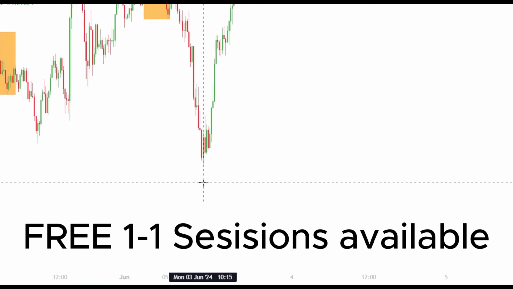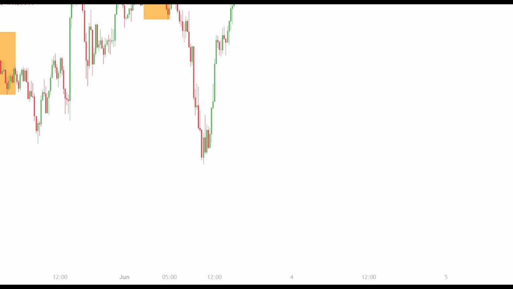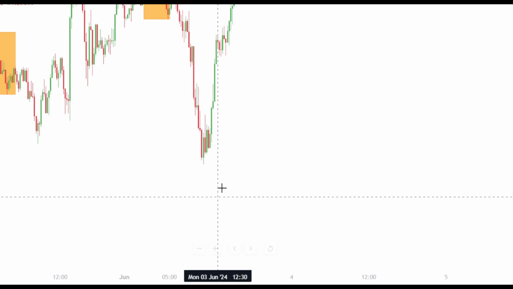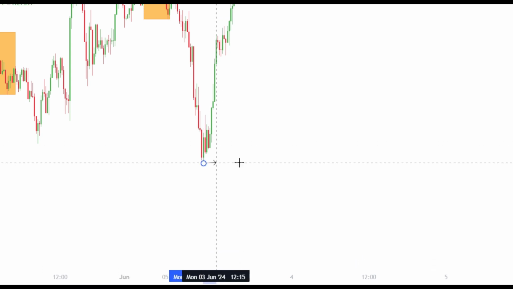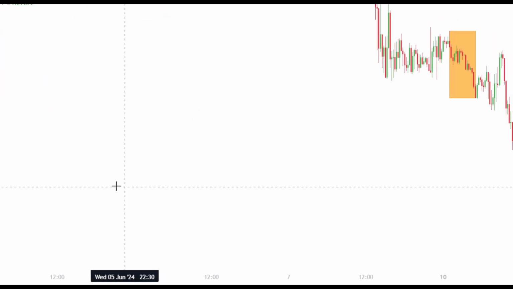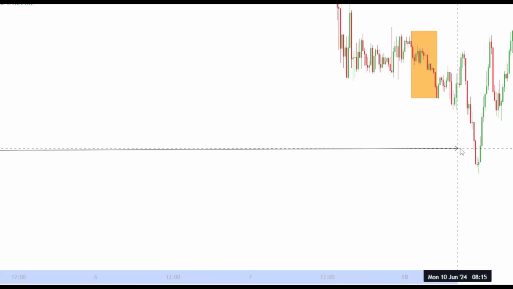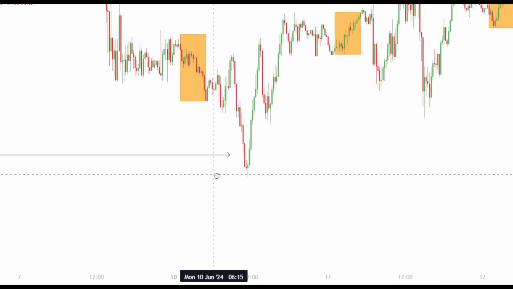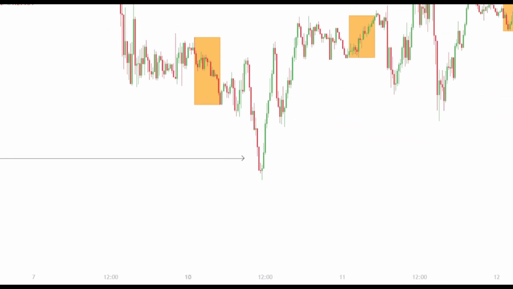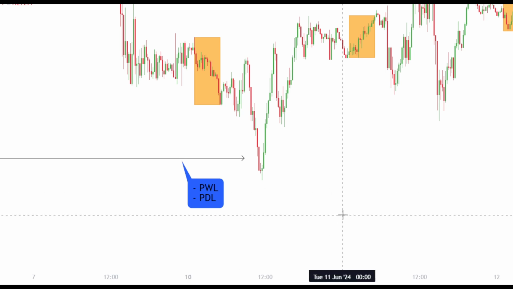So this is Monday, the 3rd of June. If I just drag my arrow across, this is a major liquidity pool that's been swept in the market. So what makes a major liquidity pool? There's a couple of regions that are major liquidity. Typically, the way that I trade is previous week lows, and you've also got previous day lows as well. These are the two very critical areas of liquidity.